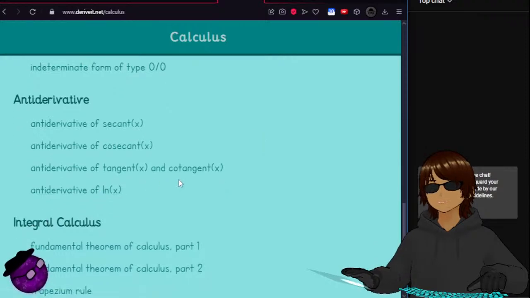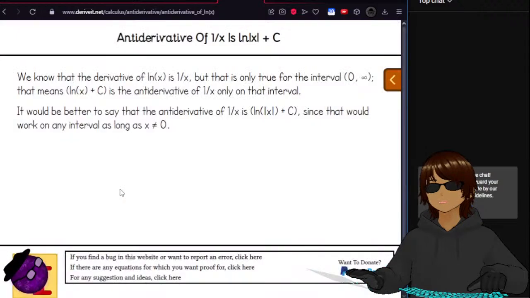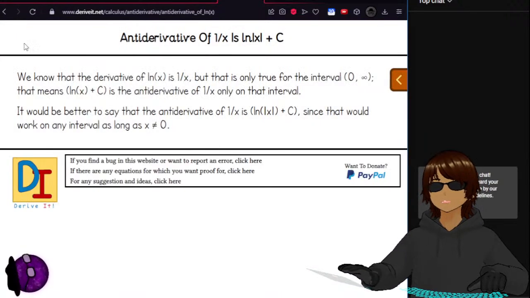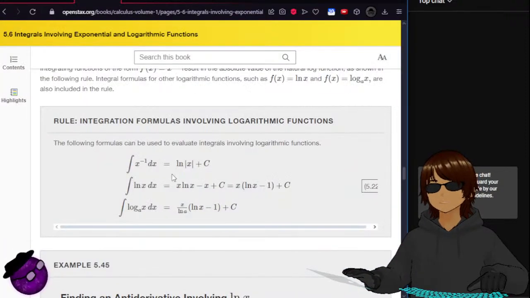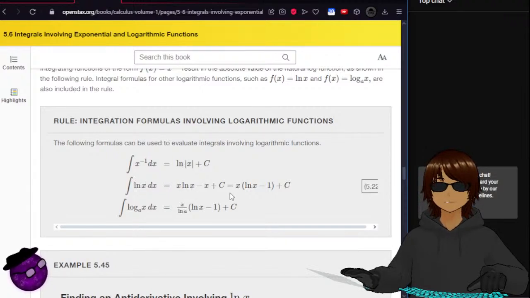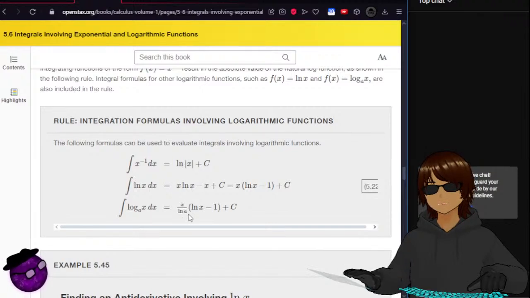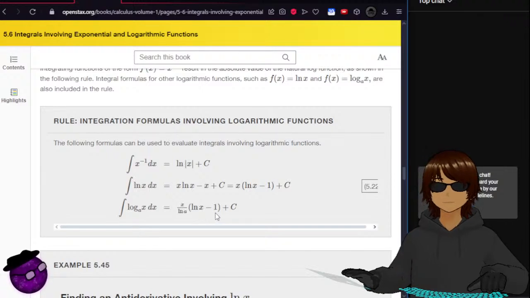Yeah, this is wrong, I think. This is actually about the antiderivative of 1 over x. The title says ln of x. Okay, I need to correct these mistakes. So the antiderivative of 1 over x is ln of modulus x. The integral of ln of x is x ln of x minus x, which is x(ln of x minus 1). This is x over ln of a, times ln of x minus 1.